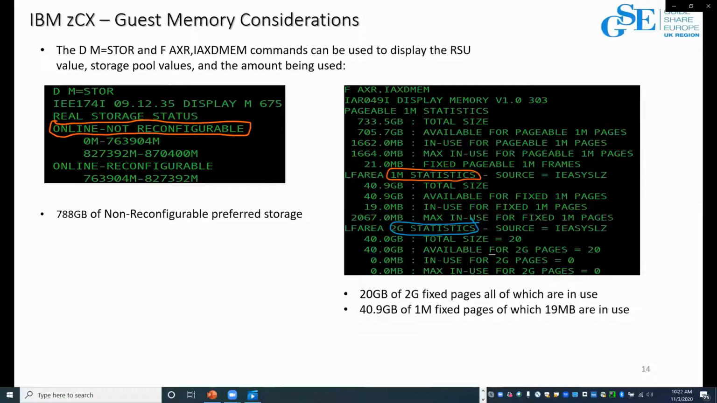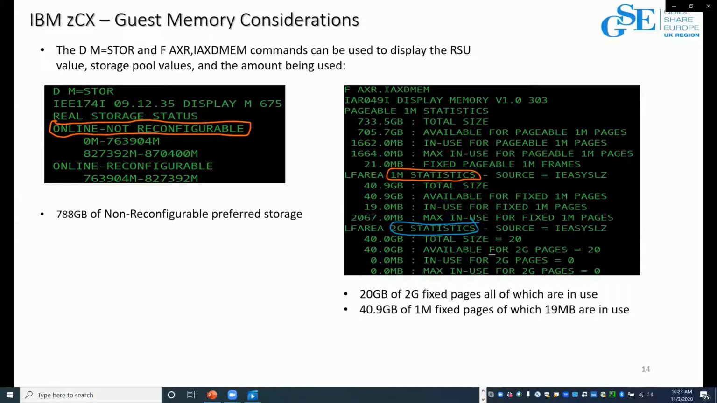And then to get the LFAREA information, there's a modify command that you issue against system RSM to run an RSM exec called IAXDMEN, and it shows the display on the right. If I go through this display, at the top it has pageable 1 meg pages. We don't use pageable storage, so it's not related to us. But that does indicate how much storage is actually in use, but it's pageable.